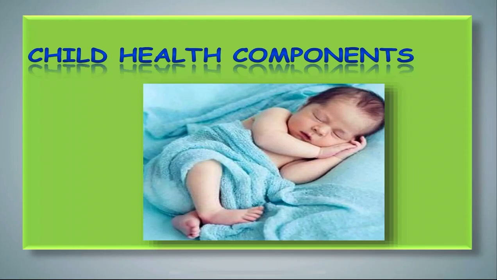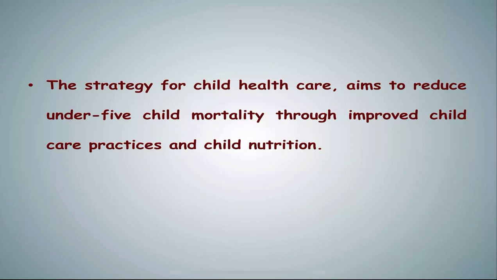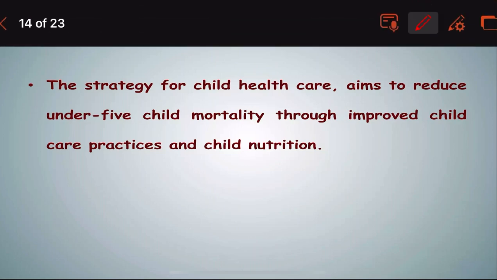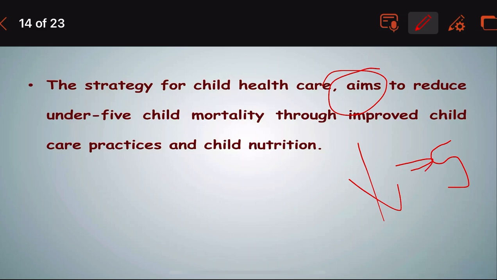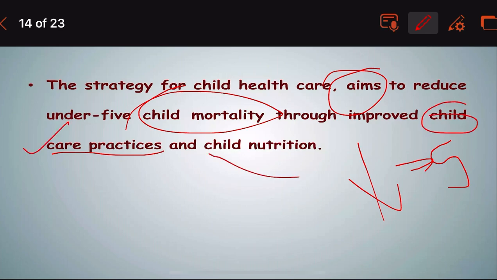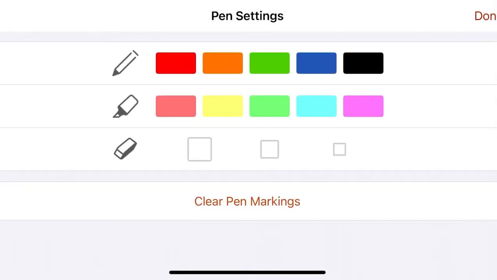Moving further to the child health components. Under the child health components, the strategy for child health care aims to reduce the under 5 child mortality. What is the main aim? The aim is to reduce the under 5 year child mortality through improved child care practices and child nutrition. By improving the child care practices and the child's nutrition, we can reduce child mortality.